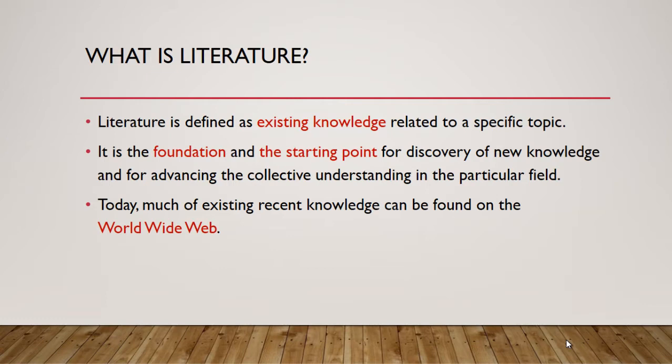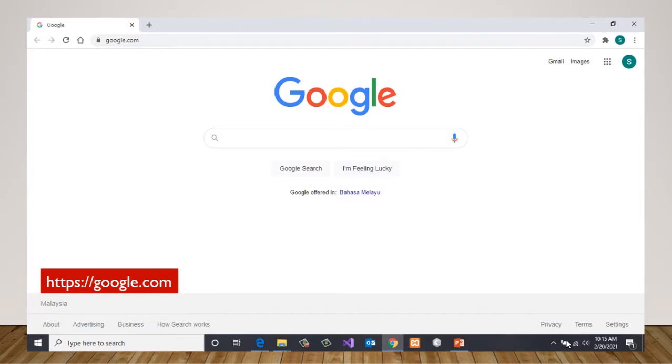Today, much of the existing recent knowledge can be found on the World Wide Web. In general, perhaps 30 or 40 years ago, everything was in books in the form of paper. But today, much of the knowledge has been published on the World Wide Web. There are electronic versions of popular books and so on. So now, how do we find this literature from the World Wide Web?